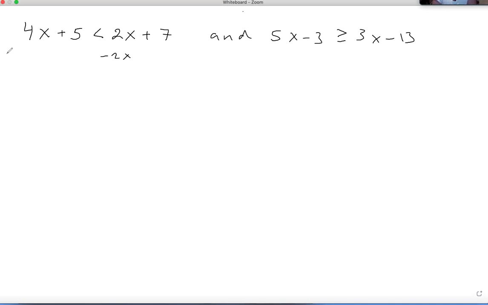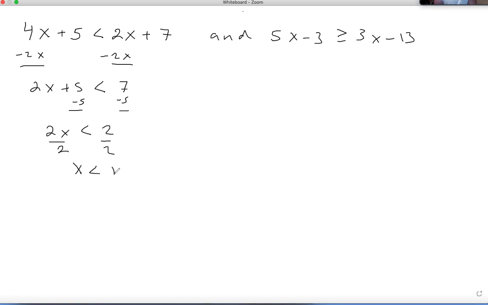So I'm going to go minus 2x on both sides for this first one, and that's going to get me to 2x plus 5 is now less than 7. And then I'm going to subtract that 5 over, and that'll get me 2x is less than 7 minus 5 would be 2. And then dividing out that 2 on both sides, we end up with x is less than 1.